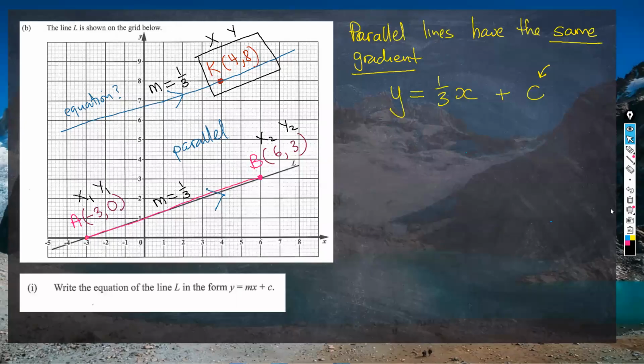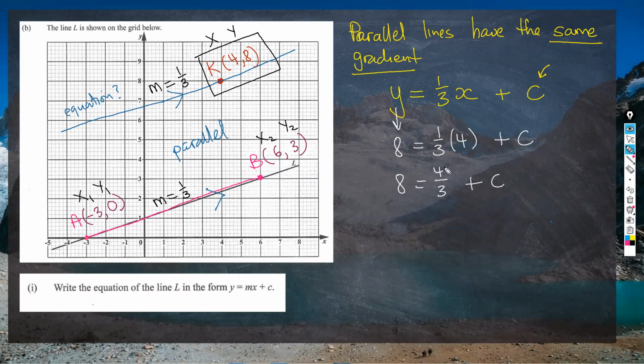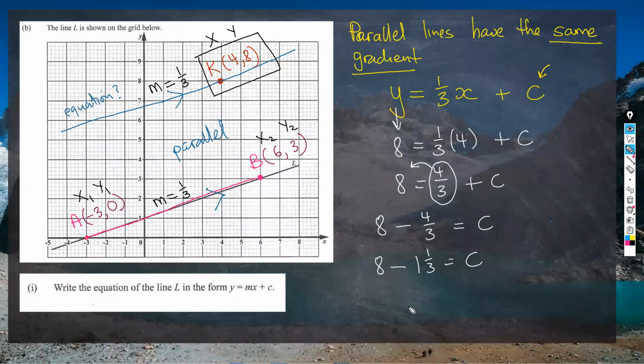So what we want to do is replace y with 8, and x with 4, plus c. This is the same thing as 4 on 3 plus c, or 1 and 1/3 if you want to put it that way. So we want to solve for c. We throw this across, so we get 8 minus 4 over 3. If you don't like the 4 over 3, this is the same thing as 1 and 1/3. You could do this on a calculator or however you want, but I believe we get 8 minus 1 and 1/3.